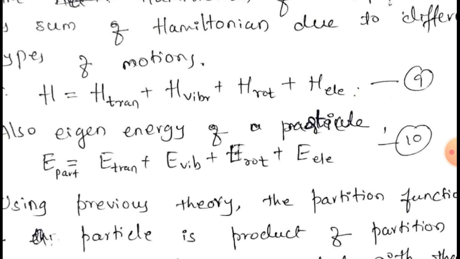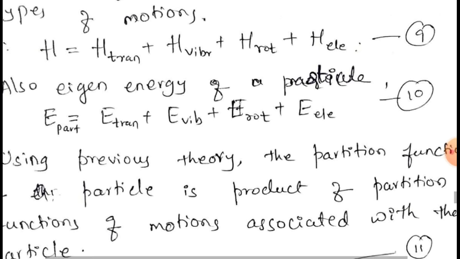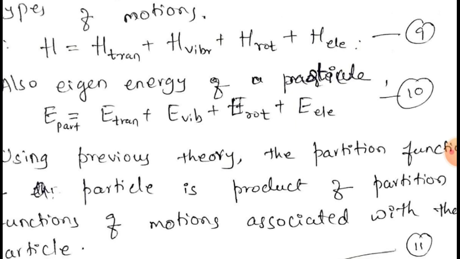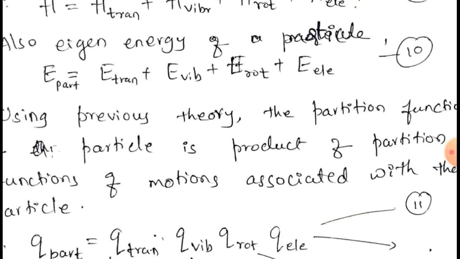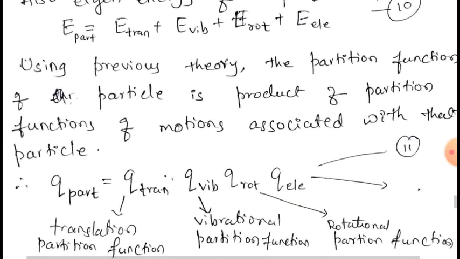Also, the energy of a particle due to all these motions can be written as a sum of the energies of these different kinds of motions. So therefore, the energy of a particle is equal to translatory energy plus vibratory energy plus rotatory energy plus electronic excitation energy. Using previous theory, we did this.